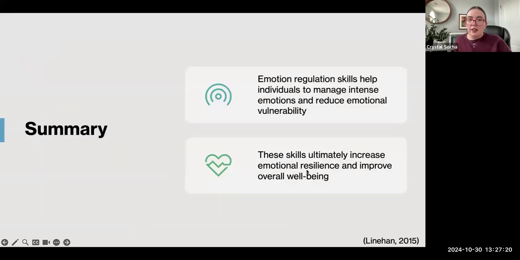Absolutely. So the last thing I'll cover, I keep saying that. I'm just summarizing here. I just want to wrap up before I let you all go, that emotion regulation skills really do help teach people how to label, identify, and learn those emotions, and ultimately increase their emotional resilience to improve how they're feeling on a daily basis.